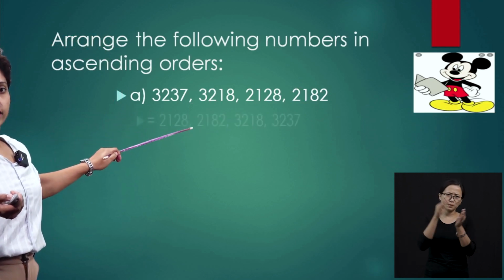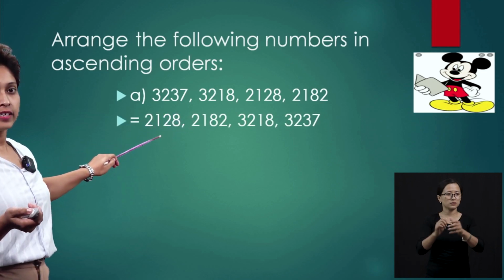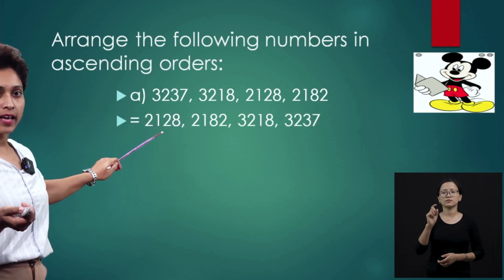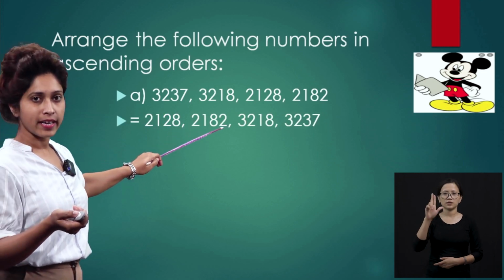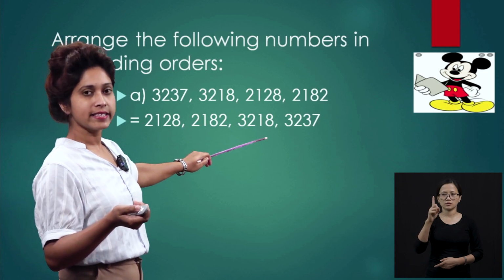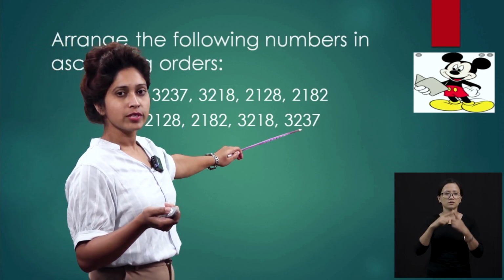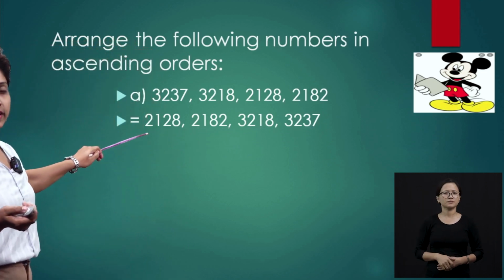Which is the smallest one? Let's try. The first one is 2,128. Another is 2,182. Then next you have 3,218. And the last one you have is 3,237. Did you get it, children?